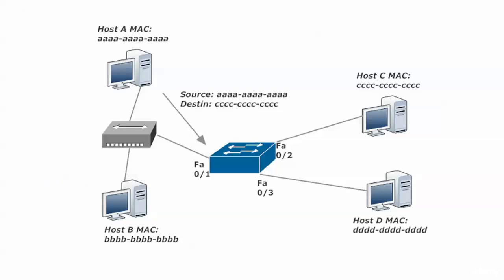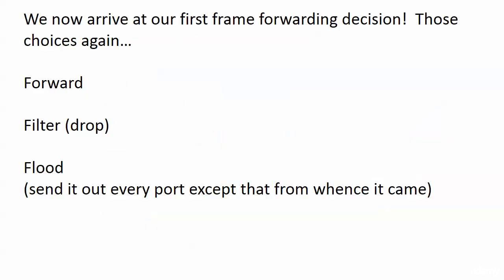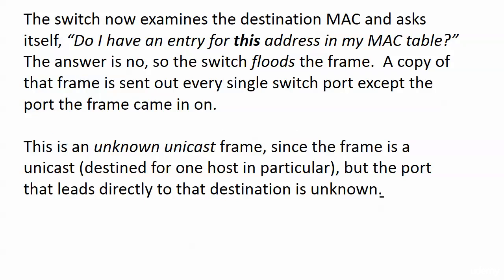So now, let me go back a bit. The destination is host C's address, and the switch has to make a decision: what do I do with this frame with the destination of host C? Those choices again are forward it, filter it, which means to drop it, or flood it, which is to send it out every port except the one from whence it came. Well, when this decision comes up, the switch now looks at the destination MAC address and says to itself, do I have an entry for this address in my MAC table? And the answer still here is no. So the switch in this case would flood the frame.